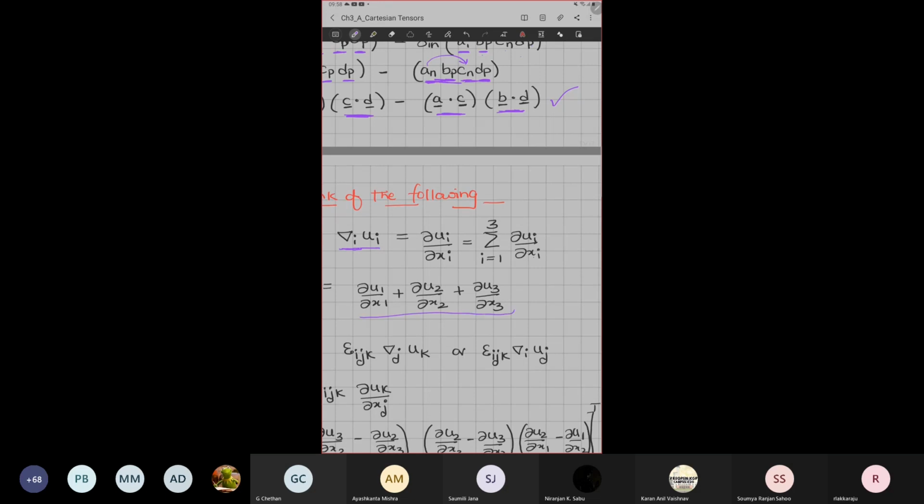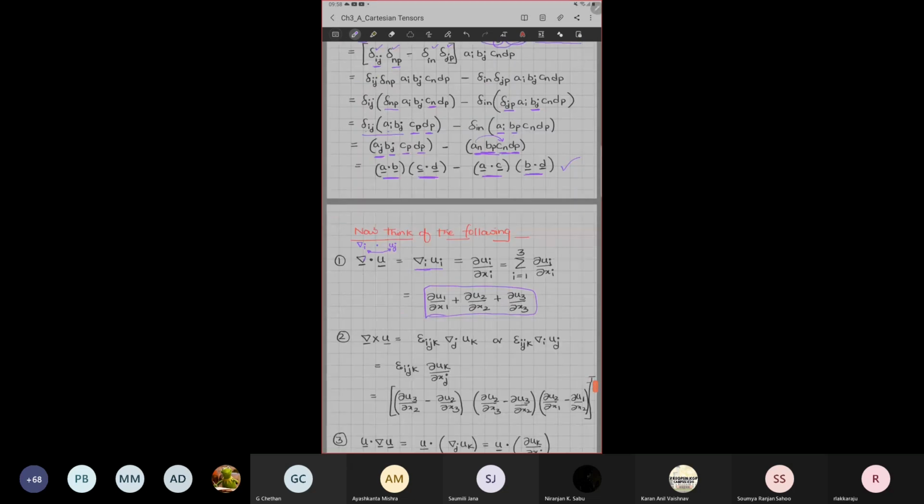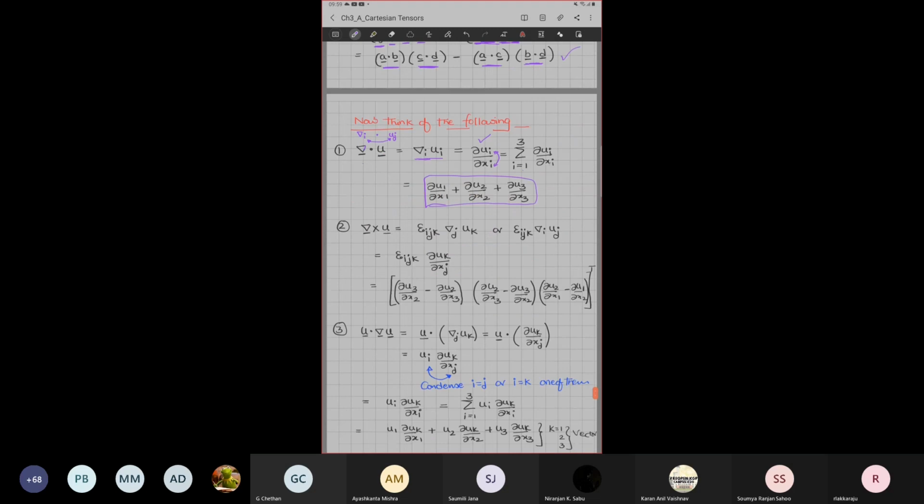Rather than really remembering this entire formula and writing it, usually at textbook levels, in fluid mechanics, solid mechanics, this kind of courses, what we write is del dot u means del ui by del xi, shorthand notation. Because of repetition of indices, it is thought of as summation i equal to 1 to 3 of del ui by del xi. That means i varies from 1 to 3: del u1 by del x1 plus del u2 by del x2 plus del u3 by del x3. Okay, fine.